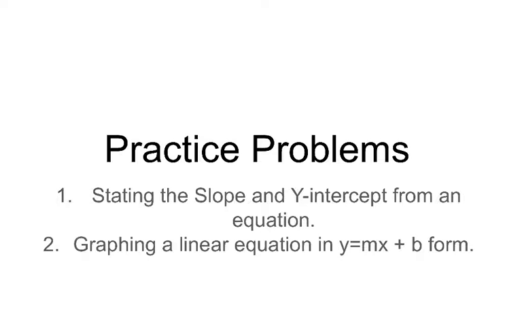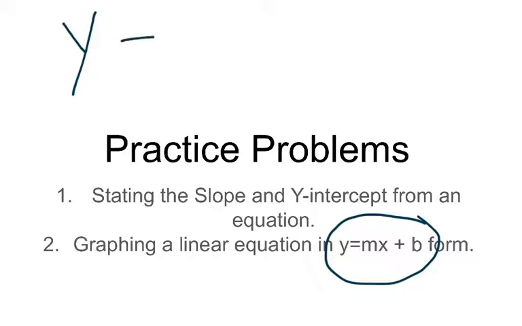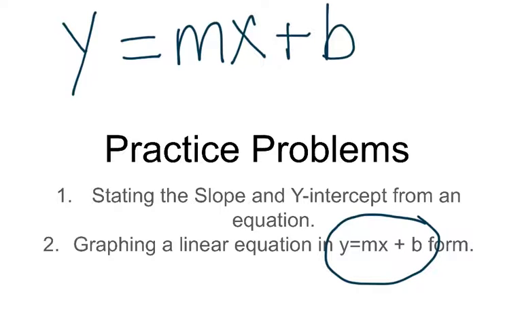In the last video, you made a foldable looking at the graphing of a linear equation in y equals mx plus b form. So we learned in that video that y was your independent variable, m was your slope, how steep the line is, rise over run, x was your dependent variable, and b was where the graph crossed the y-axis.